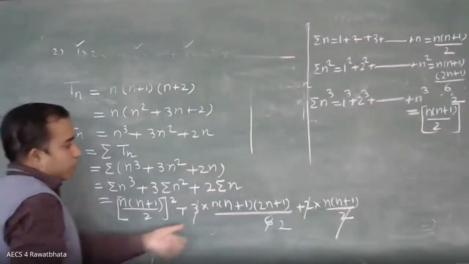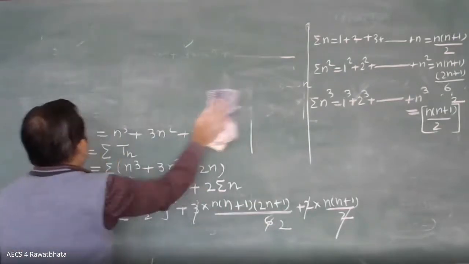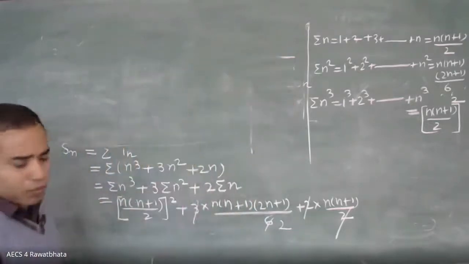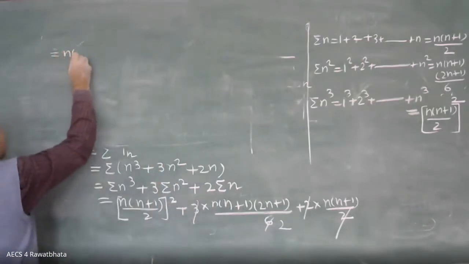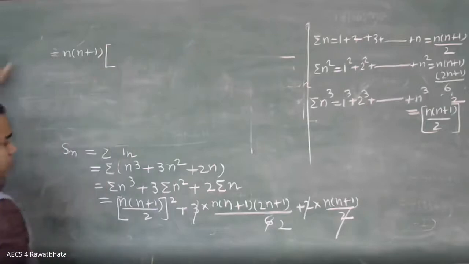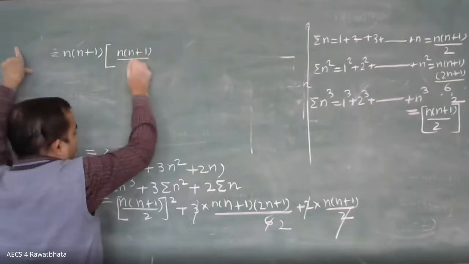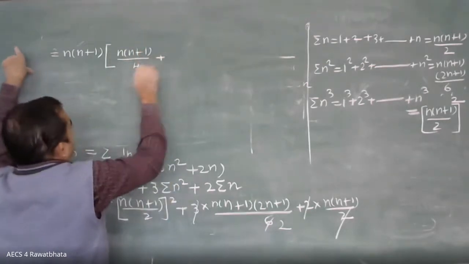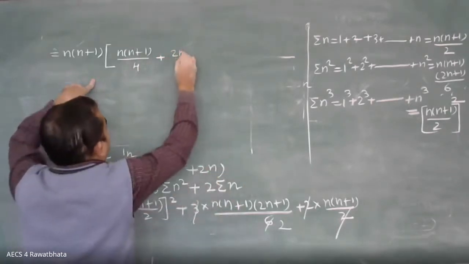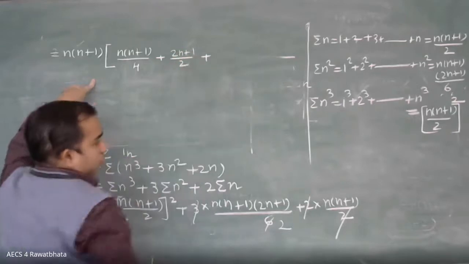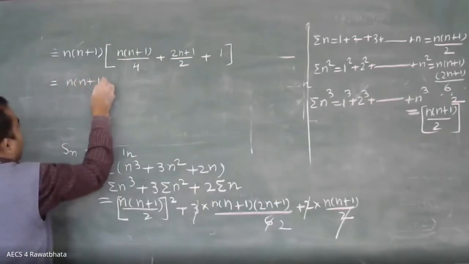2 is common. 2 is here, here, and missing here, but no problem, we will take it common. Let me take n plus 1 common inside the bracket. It will be n plus 1 whole upon 2 square, which is 4, so upon 4, plus this is going to be n plus 1 out, 2n plus 1 whole upon 2, plus n plus 1 out, so 1. Now upon 4 out, n plus 1 whole upon 4.